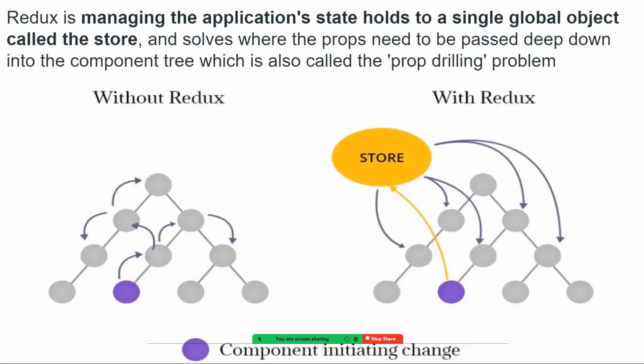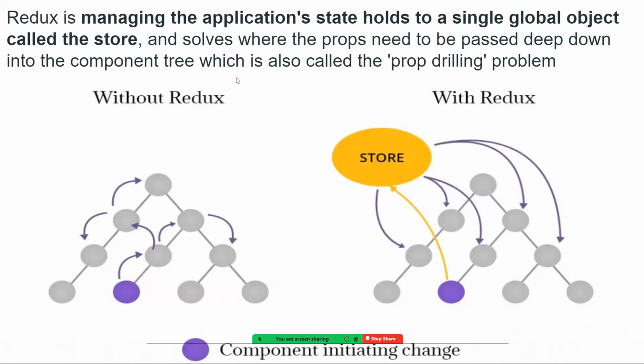What does Redux do? In the picture you can see how it works without Redux. There's a name state, and we are passing it to the child component, and from that component to another component, and from that component to another component, and so on. So it becomes hectic to manage your state. But with Redux, what do we do?